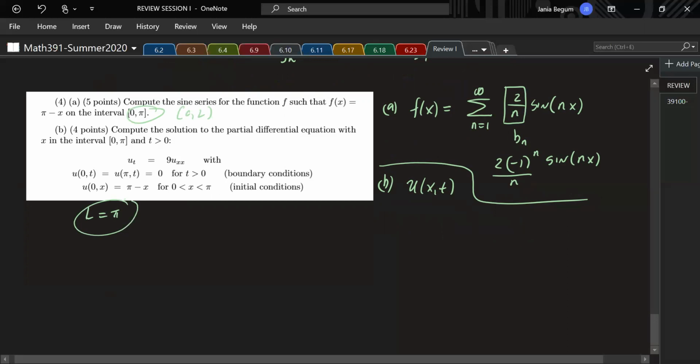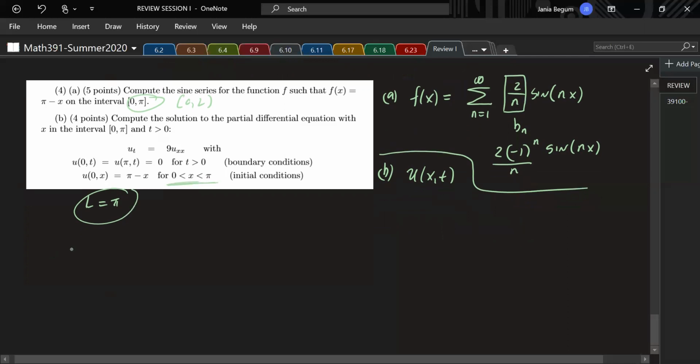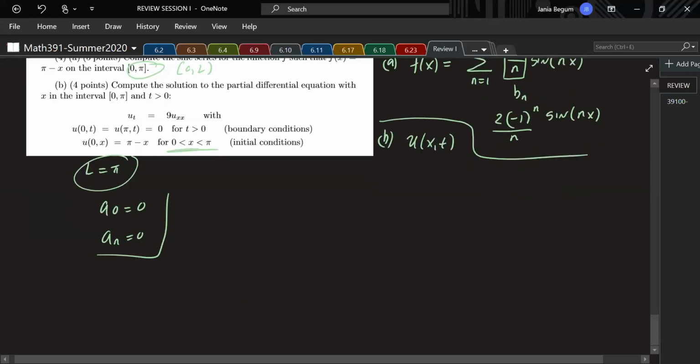And it's the same L for the second part because there's the interval from 0 to pi, 0 to L. So because it's an odd function, that's how we're going to extend it. We know A0 is going to be 0 and AN is going to be 0. So all of these coefficients are 0.